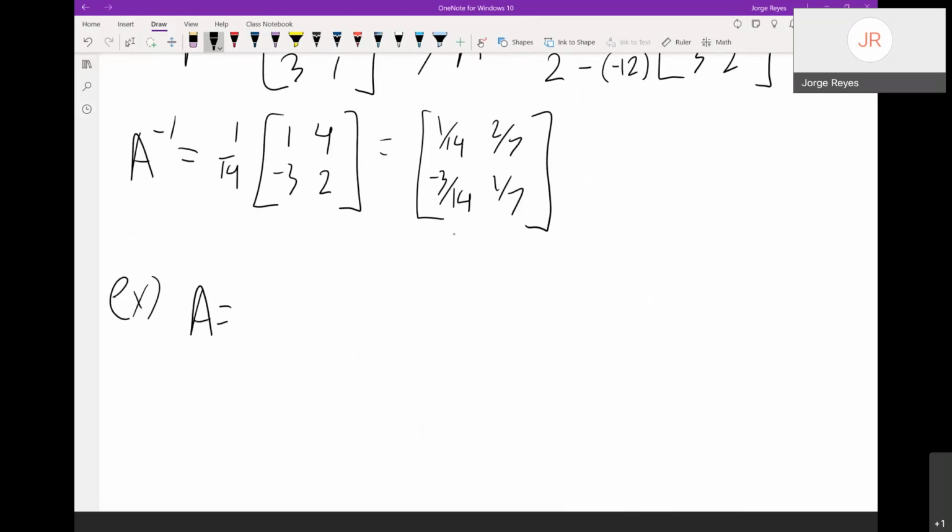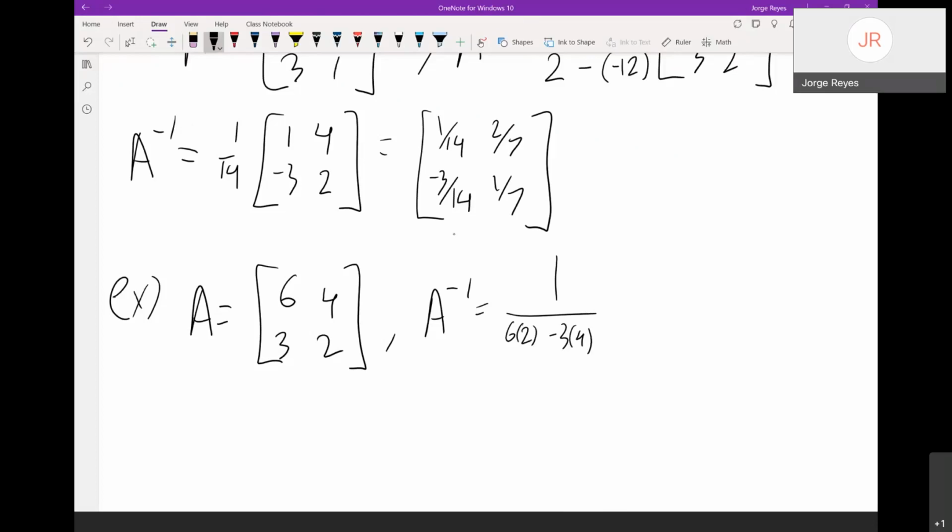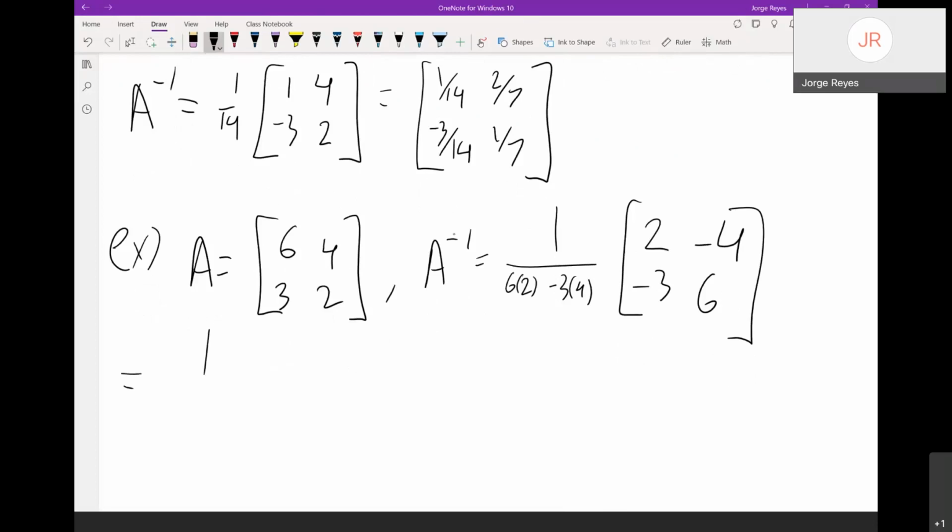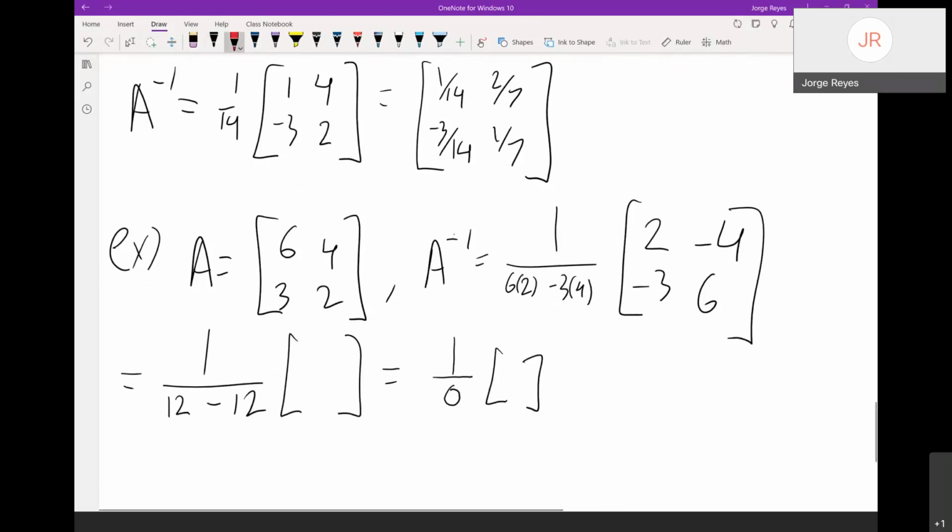So A equals 6, 4, 3, 2. So 1 over the determinant, so you're going to get 6 times 2 minus 3 times 4. And we do the matrix thing, so 2, 6, -3, -4. But then look at this, right? So then 6 times 2 is 12, minus 3 times 4 is 12, which is 0. So bad.